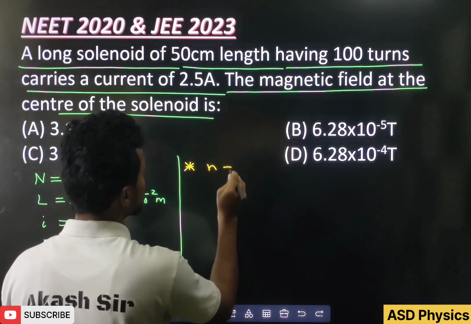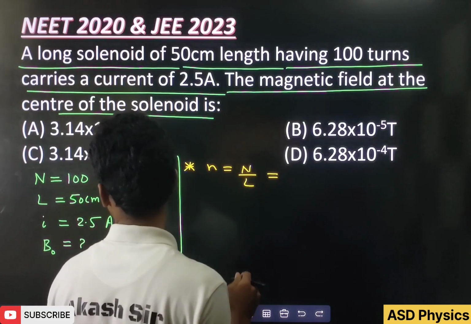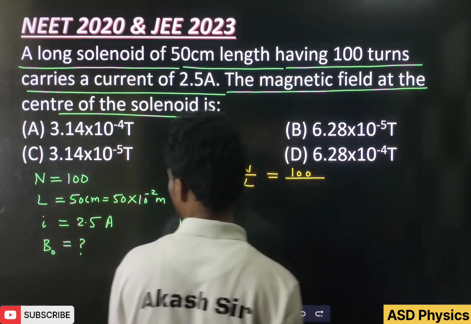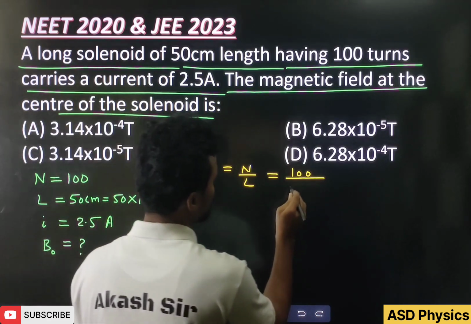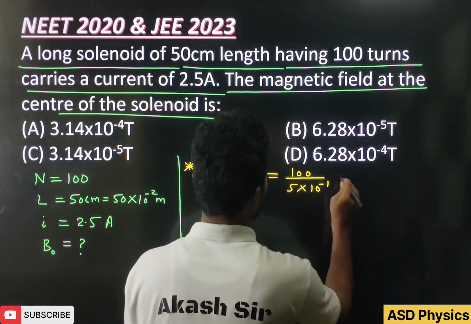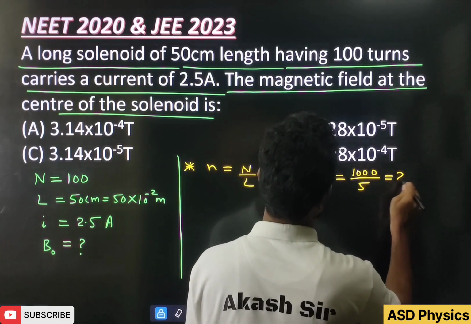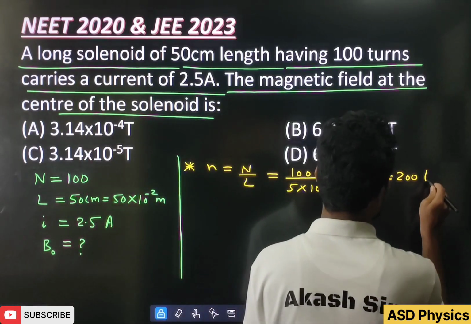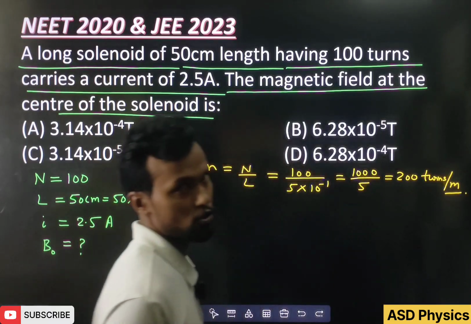Very easy. Let's take small n. What is small n? Number of turns per unit length. The number of turns is 100, and the length is 50 into 10 to the power minus 2, or 5 into 10 to the power minus 1. So it becomes 1000 by 5, or 200. That is 200 turns per meter in the solenoid.